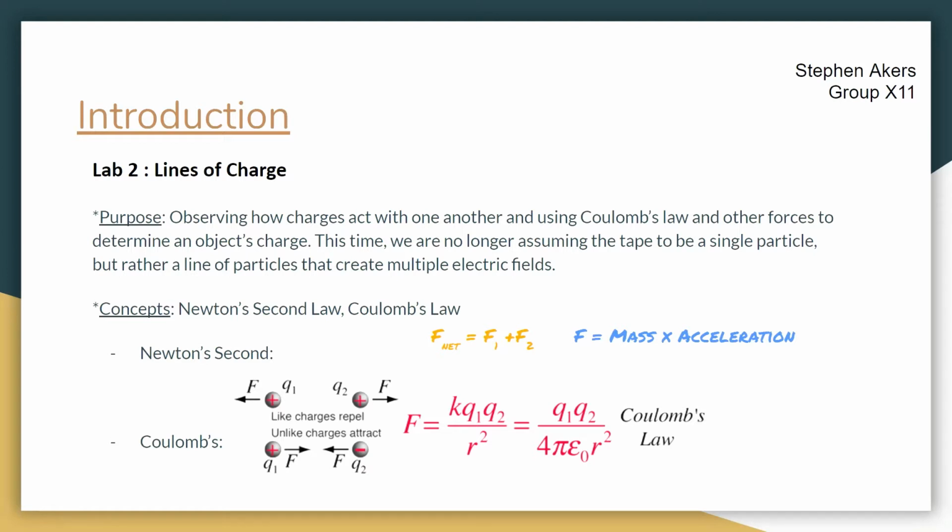But the assumption that we're going to be using now is that we're no longer going to be looking at the pieces of tape as a single point charge. Now we're going to be looking at the tape as multiple particles making multiple electric fields. And we're going to be summing all those electric fields to try to figure out the net charge of our pieces of tape. The concepts that we're going to be using again are Newton's second law and Coulomb's law.